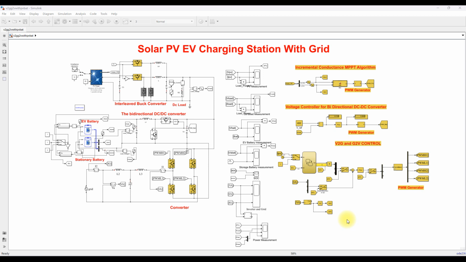Today we are going to see about a solar PV EV charging station with grid integration in MATLAB. This is a simulation model we developed for a solar PV EV charging station with the grid integration. The model consists of a solar PV array, which is connected to the DC bus via an interleaved buck converter.